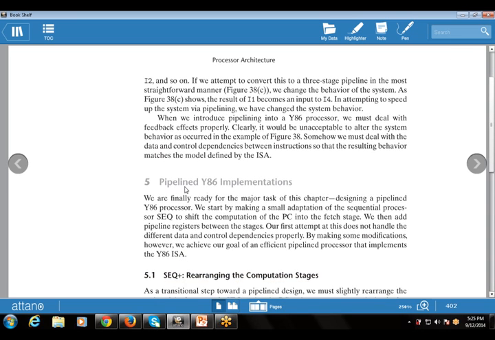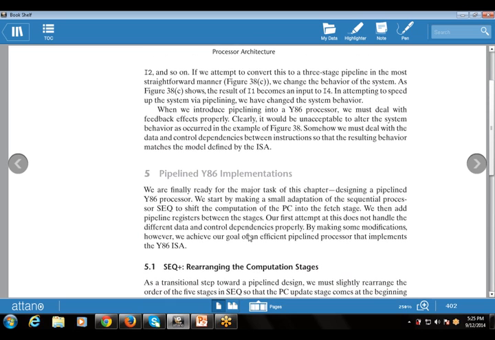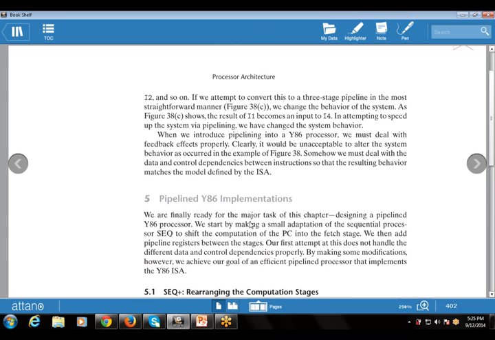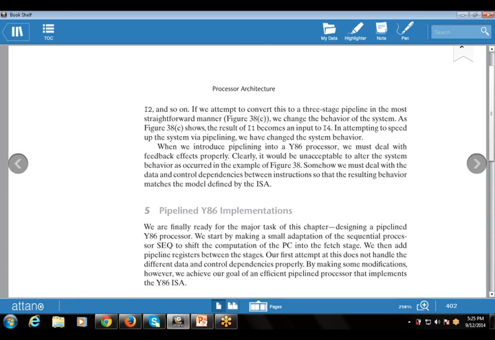Next is your pipeline Y86 implementation. But before that, let's take a quick review of your PPTs.